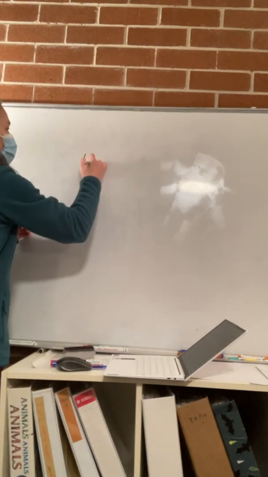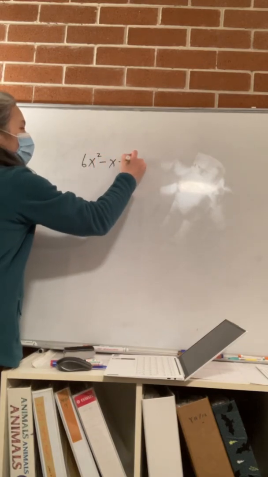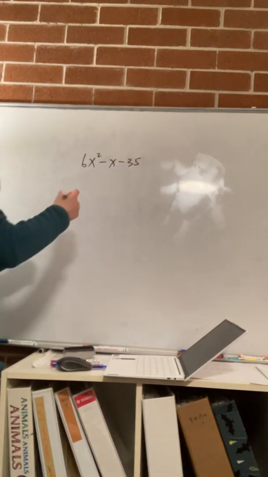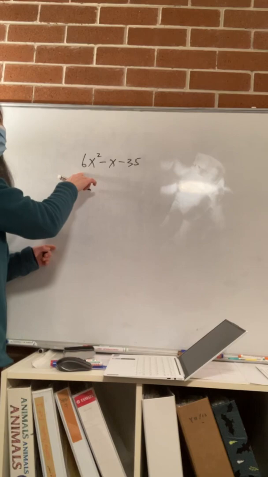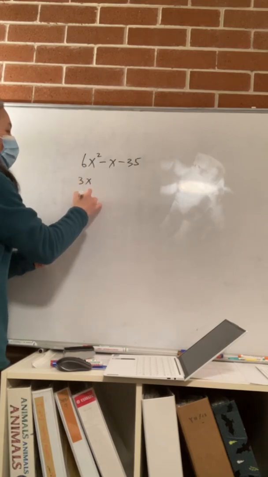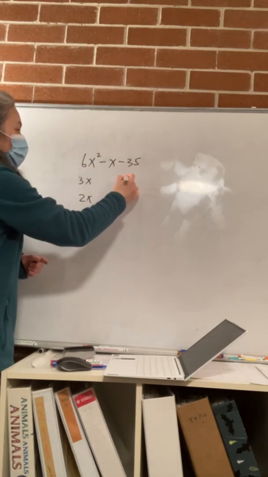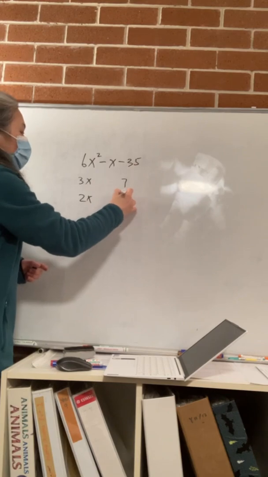Put 7. That times that would be 6x squared minus x minus 35. So you have 6x squared minus x minus 35. Right. First, what's this one? 3x and then 2x. And this one? 7 and negative 7, and then 5 and 5.